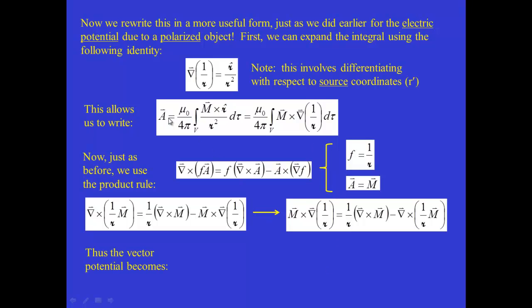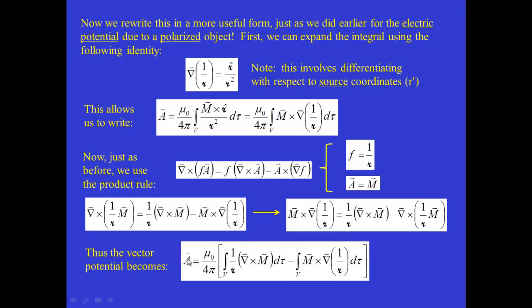So the vector potential expression up here, with this substitution where these two terms are being substituted into the integrand, becomes A is mu naught over 4 pi times two different volume integrals: the integral of the curl of M over r hat d tau, minus the integral over the volume of M cross the gradient of 1 over r. So it doesn't seem like we've made progress, and yet if we look at these two expressions carefully, they should remind us of something that we've seen before.